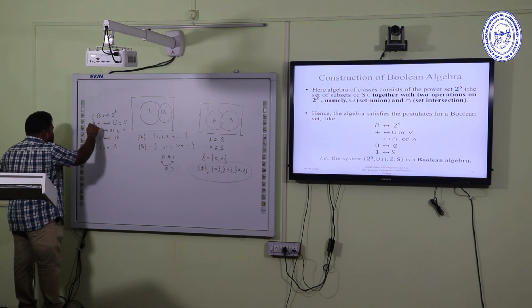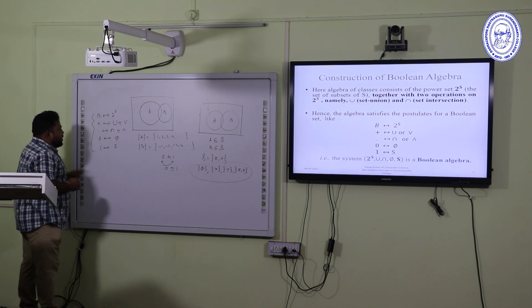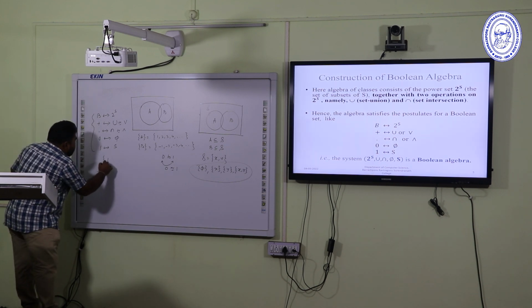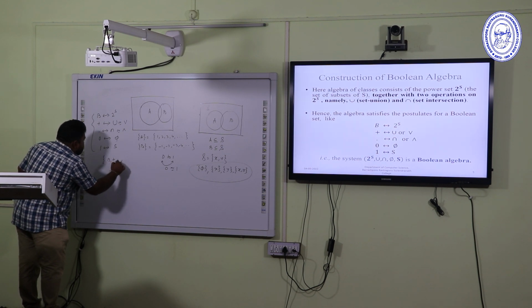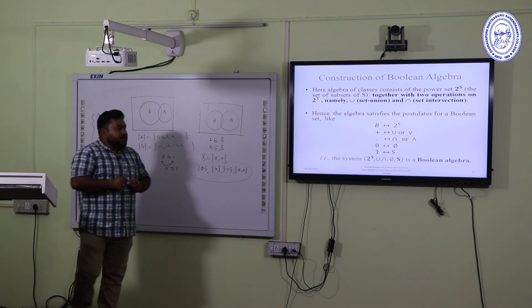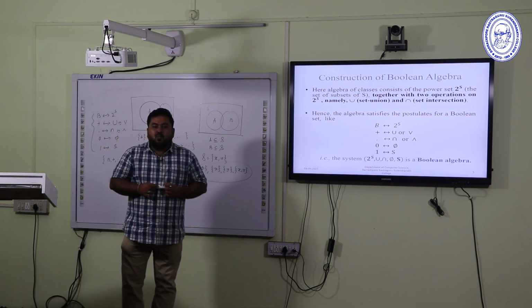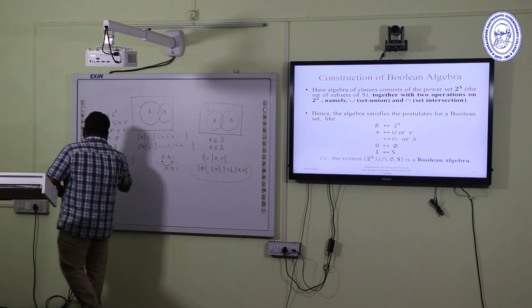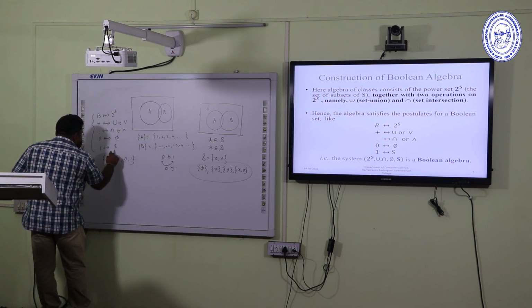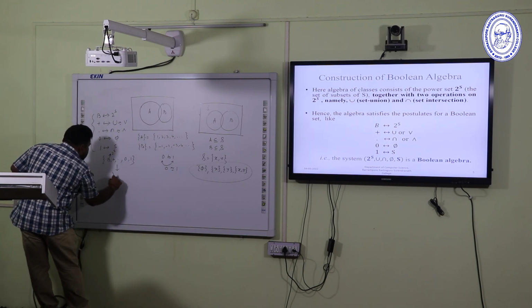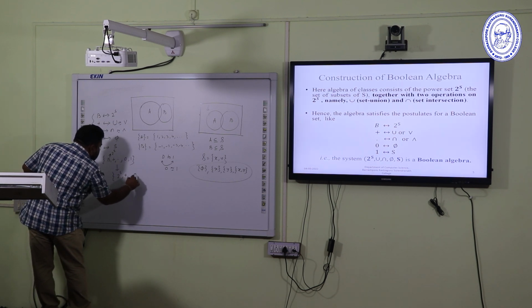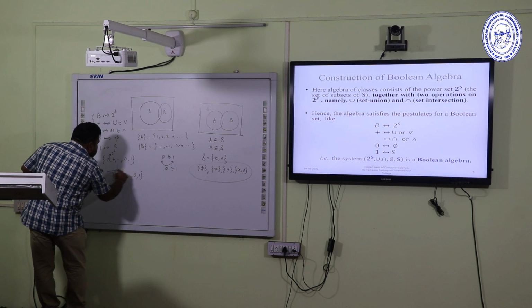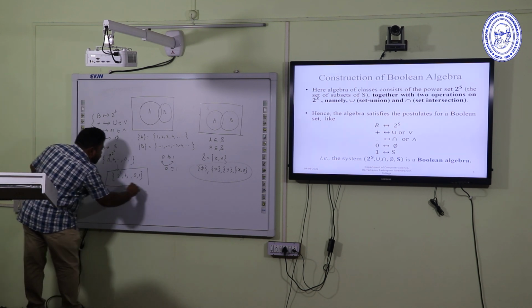So a Boolean algebra can be defined as follows: B, or, and, 0, 1. This is the system of a Boolean algebra. Here B means 2 to the power S, so we can write it as 2 to the power S, plus, dot, 0 and 1, and that constitutes the Boolean algebra.